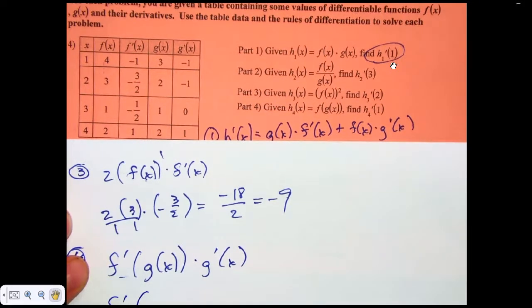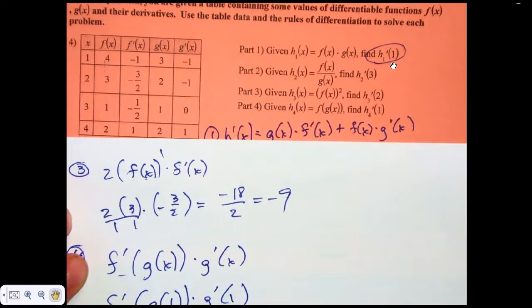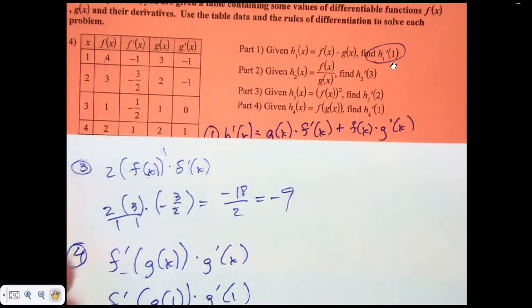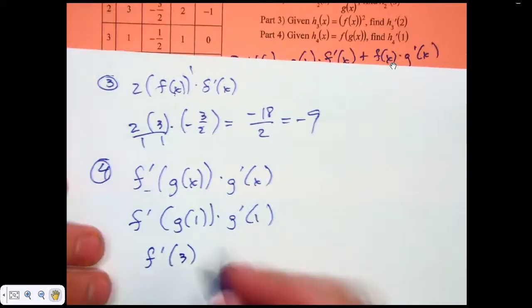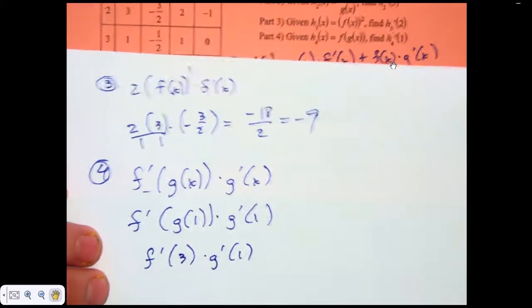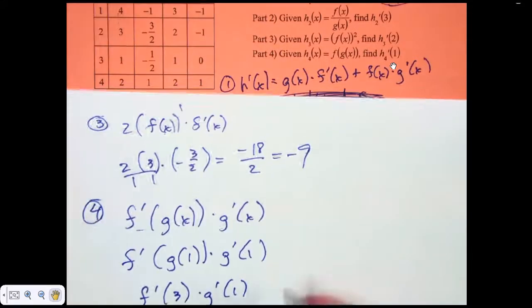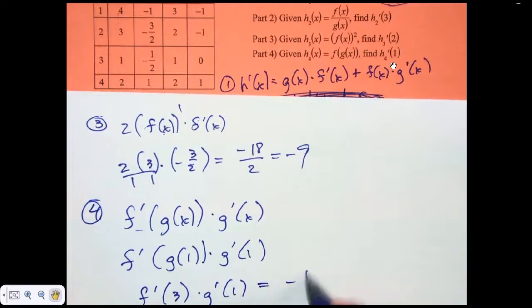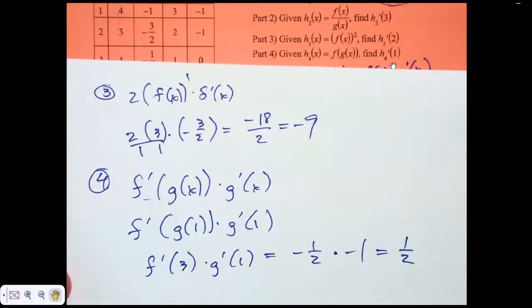So f prime of g of 1 times g prime of 1. Well, g of 1 is 3. So now I want f prime of 3 times g prime of 1. So you end up with these different numbers here. So f prime of 3 is negative 1 half. And g prime of 1 is negative 1. So when you multiply those two together, you get a half.